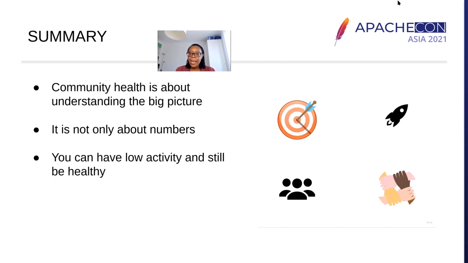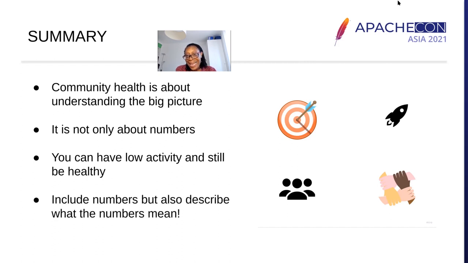Understand that you need to have the context. Why is the activity high? Is it high because we're arguing on the mailing list, or is it high because we're discussing a new release? Is it low because there's nobody there and they're all on holiday, or is it low because the community is broken and there's nobody there? So this is the context to add to community health.